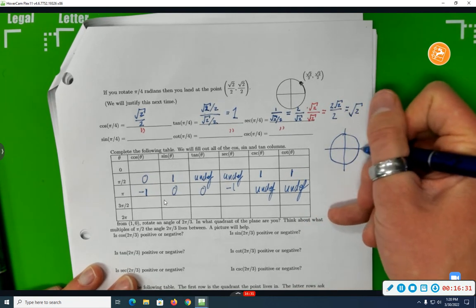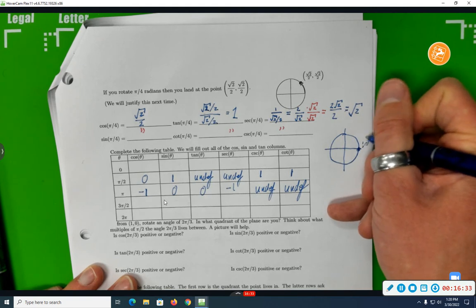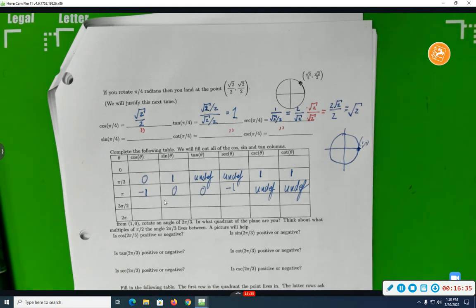All right, we start at the point 1, 0, and I rotate by an angle of nothing. So I start at 1, 0, and I do nothing. What is the x-coordinate that I land on? 1. Same one as I was already at. What's the y-coordinate? It should be 0.